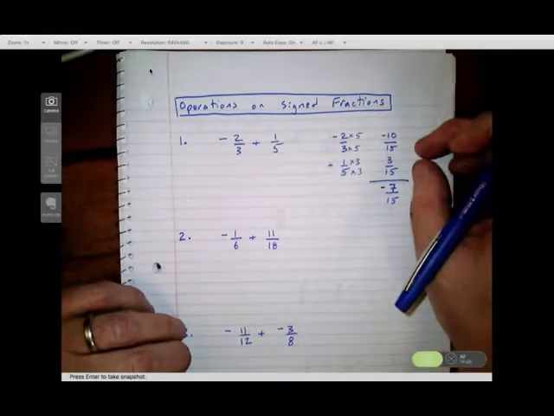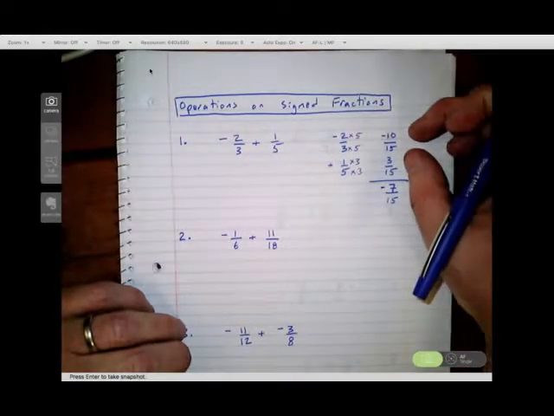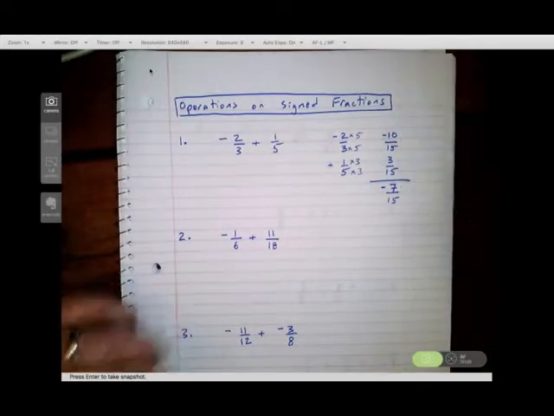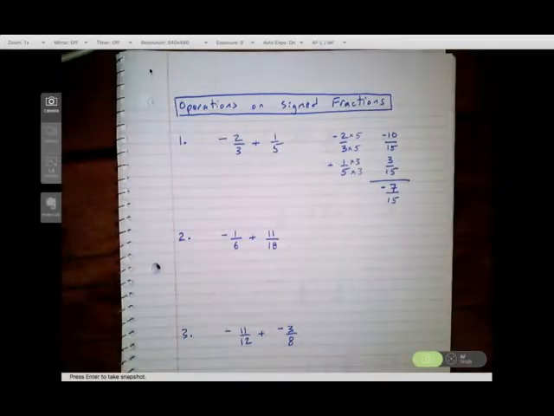Okay, so common denominator, and then look at your signs and figure out how to combine the numerators. So negative 10 plus 3 is negative 7. So we get negative 7/15. So get the common denominator first and then add them up.